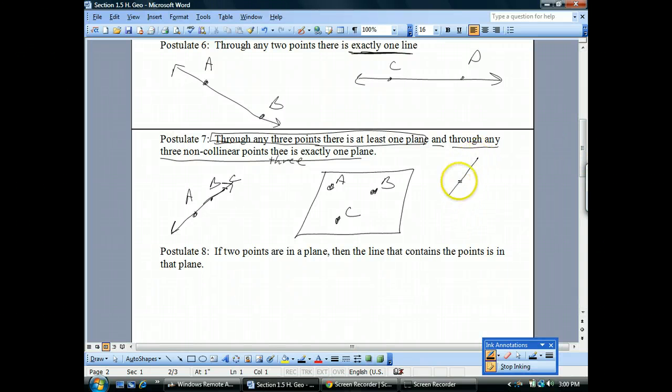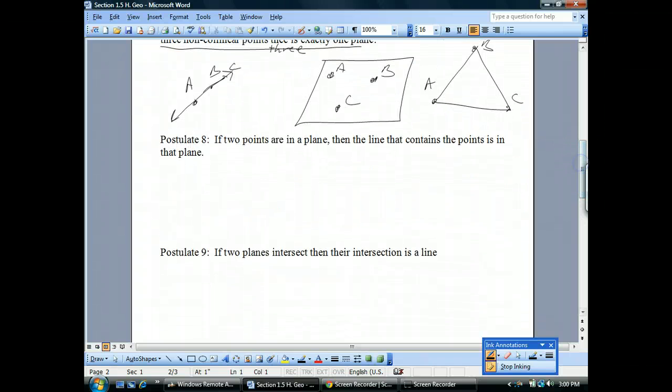So if I have this triangle with coordinates, with vertex points A, B, and C, that triangle also represents a plane, because those 3 points are non-collinear. Okay? If 2 points are in a plane, then the line that contains the points is in that plane, is the next postulate. So that's saying you have some plane, and you have any 2 points in the plane.